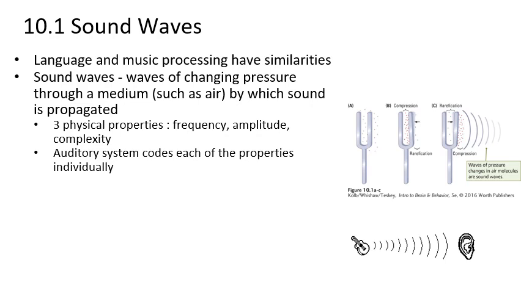Before we get into sound processing in the brain, a quick primer on sound waves. So sound waves are waves of changing pressure moving through a medium, which is typically air, and this propagates the sound, these waves of pressure. There are 3 physical properties of sound waves: frequency, amplitude, and complexity, and the auditory system codes each of these properties individually.